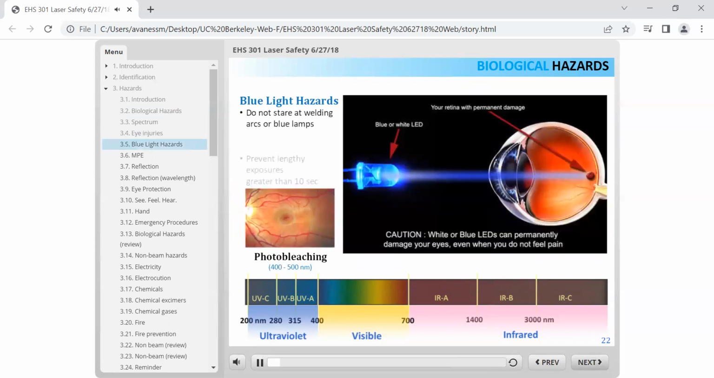Blue light, such as argon lasers, and violet light can present what is referred to as a blue light hazard. An example of this is a retinal injury produced by staring at the sun during solar eclipses, staring at the arc produced during welding without eye protection, or staring at blue LED lamps. Make sure you protect yourself from this visible light by preventing lengthy exposure greater than 10 seconds. This hazard can create a photochemical retinal injury that may go unnoticeable until 24 to 48 hours later.